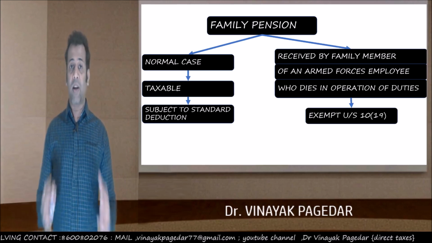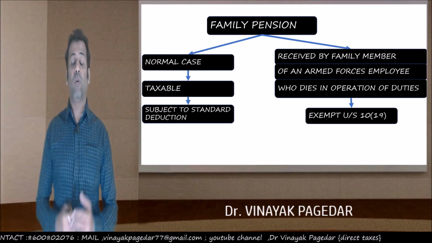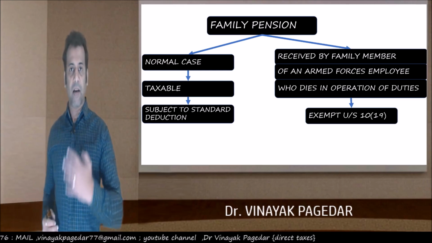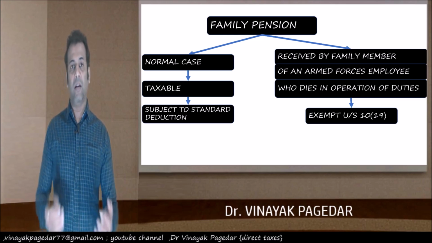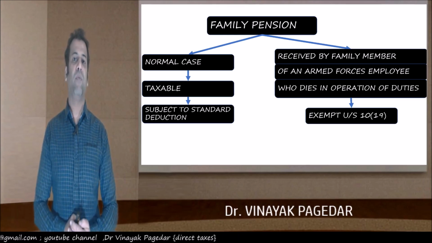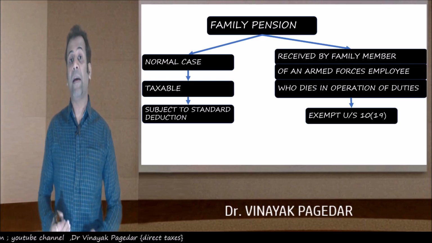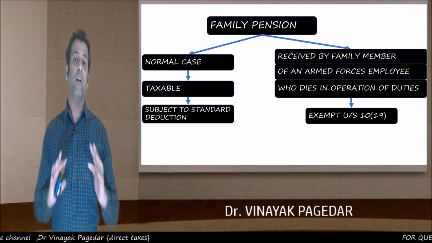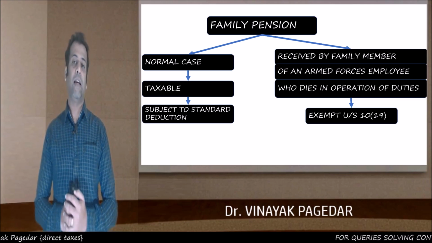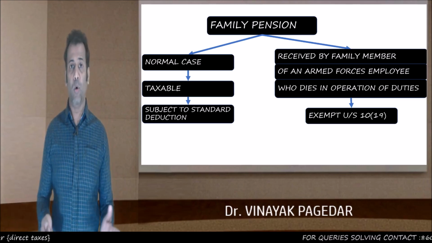10(19). For example, Major A was a major in the Indian Army. He went to fight the Kargil War, the India-Pakistan Kargil War, and during the war, he got martyred. He lost his life, he gave up his life for the nation. Then when his family receives this family pension, it will be fully exempt under section 10(19). I hope this is clear.